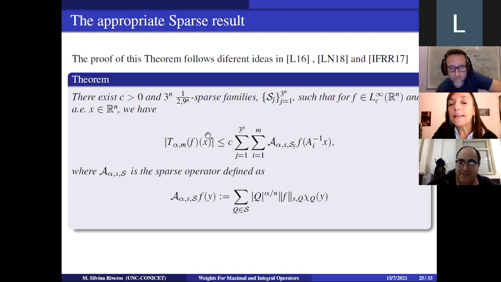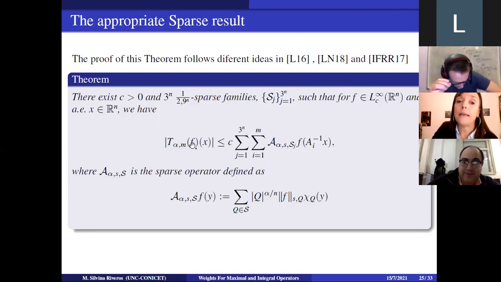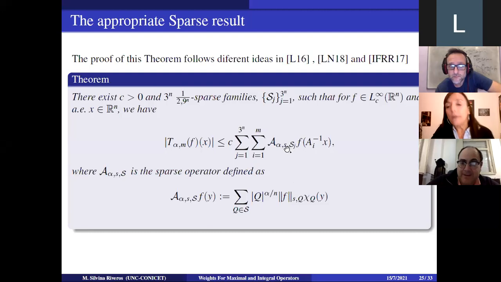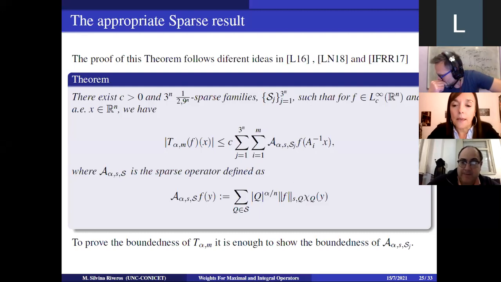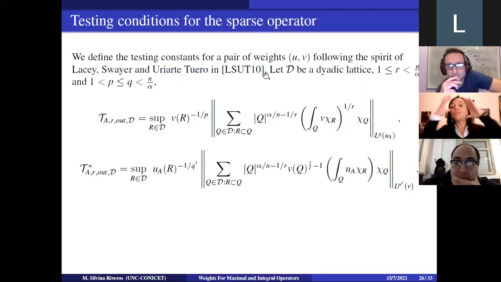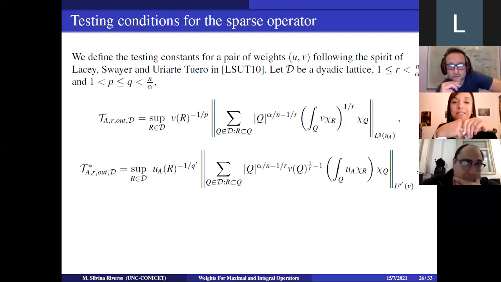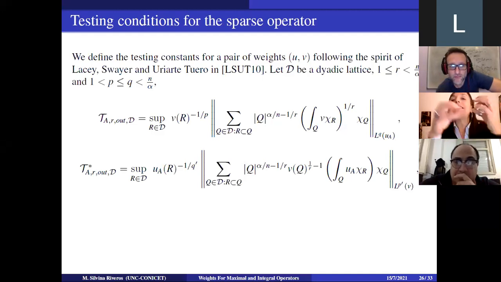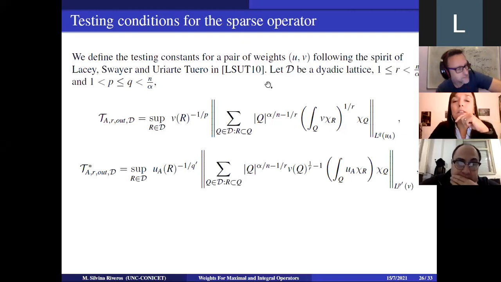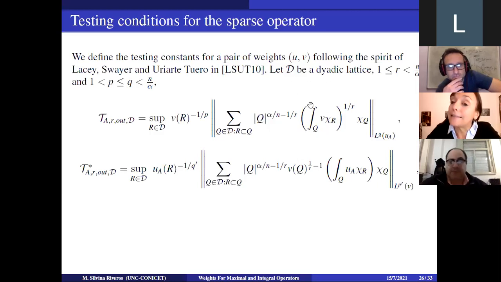And if we want to get a weighted bound of this operator, we will have to get a weighted bound for the sparse family. I want to remark that here appears the number S, that is the conjugate number of all the R1 to Rn. And so here we have to introduce a not difficult, but interesting testing condition that is suitable for pairs of weights. This was introduced by Lacey, Sawyer, and Uriarte-Tuero, and they introduced this testing condition for a dyadic lattice.